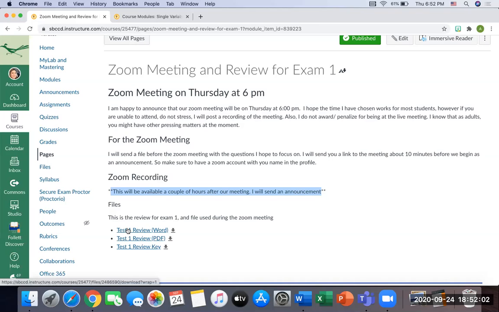Also, our document for today is on that same page. I have it as Word and a PDF and also a key. So you can see every step there of what we did today. Every problem's worked out.